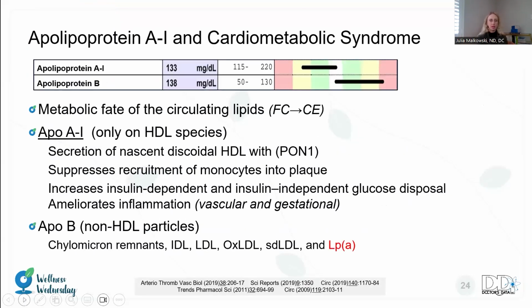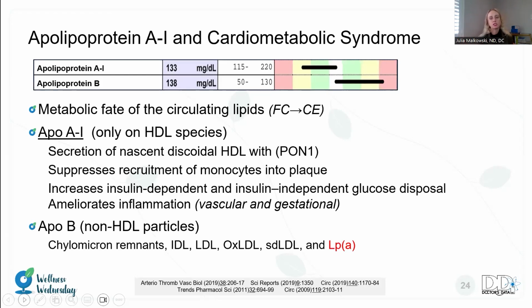The next markers would be apolipoprotein A1 and cardiometabolic syndrome. Apolipoprotein A1 is very healthy. It ameliorates inflammation. It is increasing insulin dependent glucose disposal, insulin independent glucose disposal. So apolipoprotein A1, I think of that alongside HDL. You want a healthy amount of apolipoprotein A1. It is on the HDL species, so you want that apolipoprotein A1. It is anti-inflammatory. It is healthy.